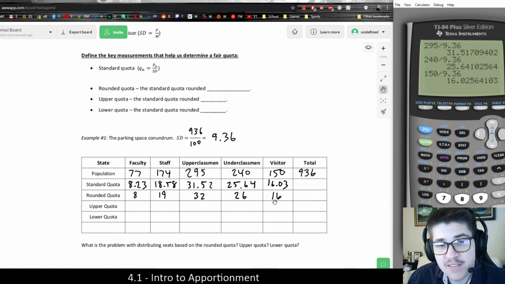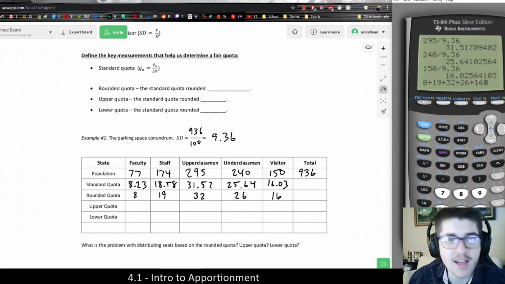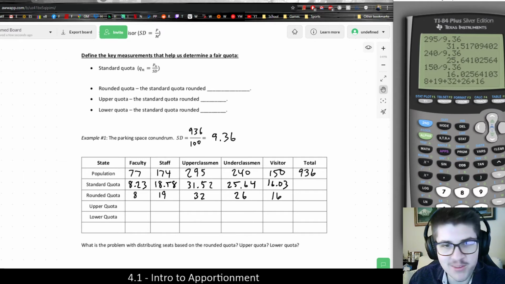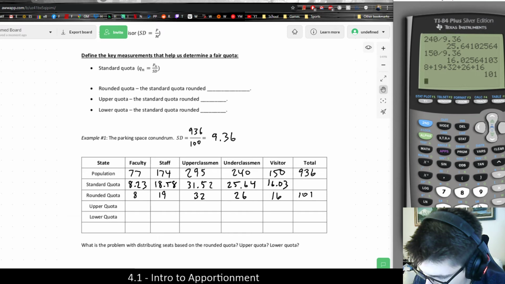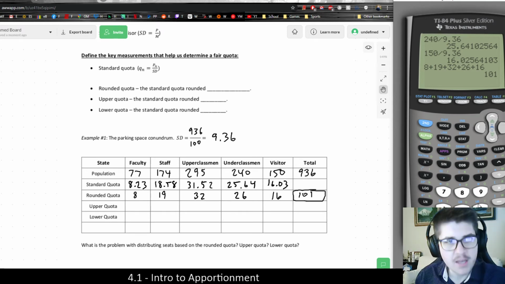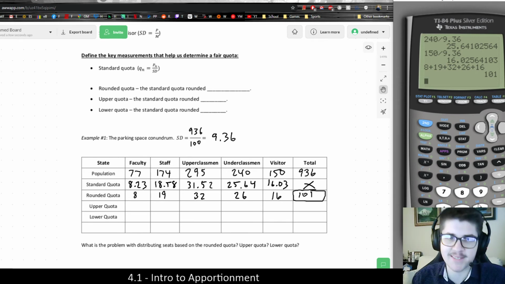But one of the issues with using the rounded quota is that if we go back and add these numbers up, 8 plus 19 plus 32 plus 26 plus 16, notice that there's 4 even numbers and 1 odd number. That's not going to add up to an even number of objects. What that will actually add up to is 101. And notice that you don't need to find the sum of the standard quotas because that should add up to exactly 100 in every case, which is why I didn't bother to do that.